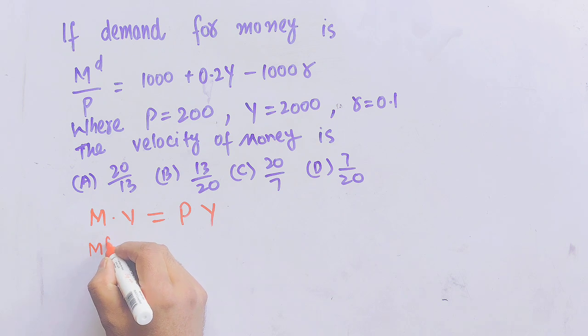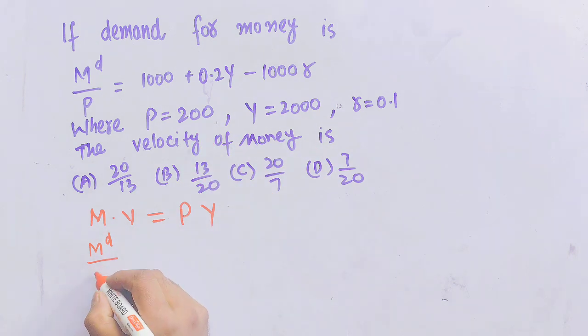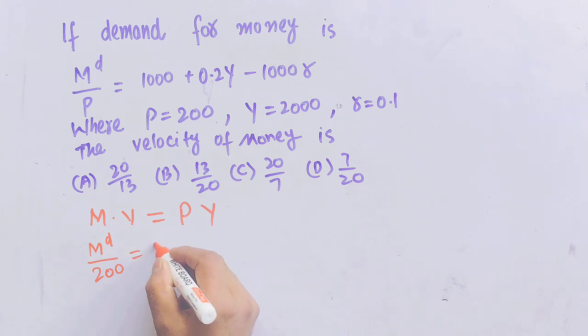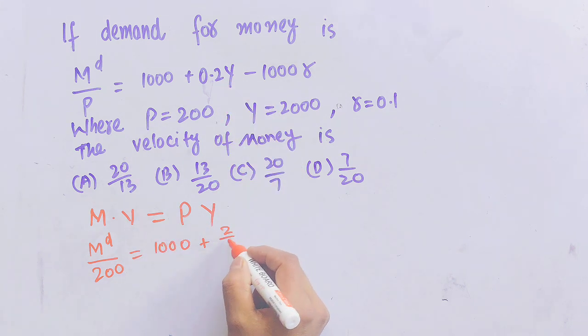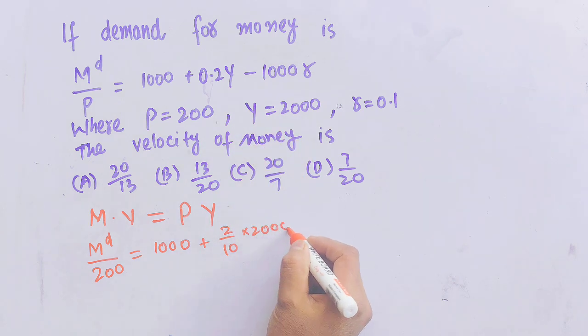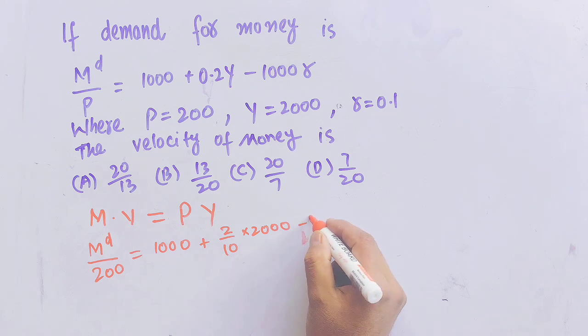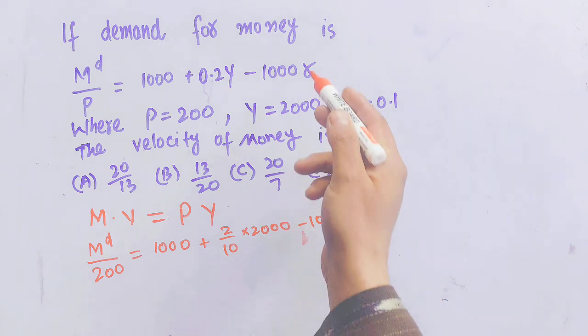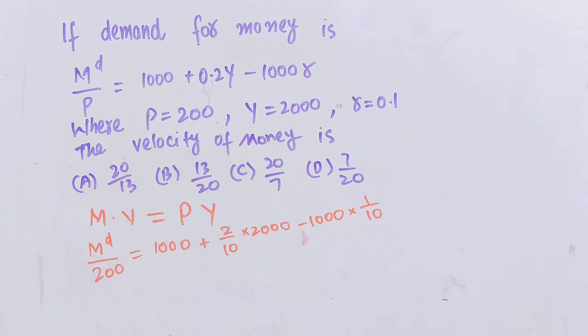So we have MD upon P. Price is being given to us as 200, should be equal to 1000 plus 0.2, which can be written as 2 upon 10, times GDP, which is 2000, minus 1000R. R is 0.1, and 0.1 can be written as 1 upon 10. This will give us the demand for money.